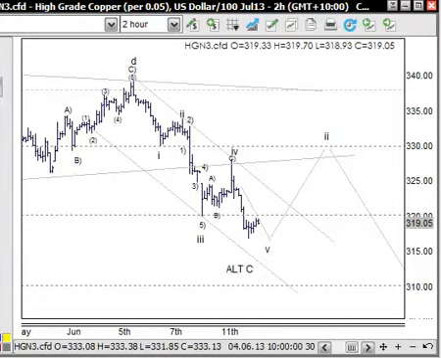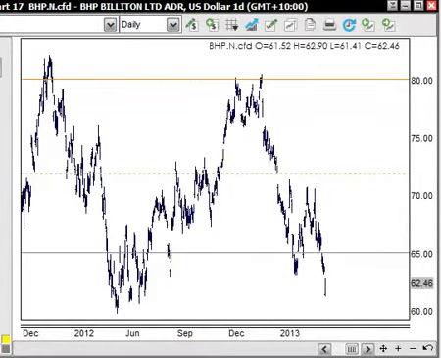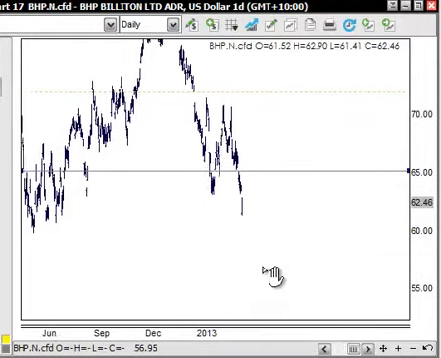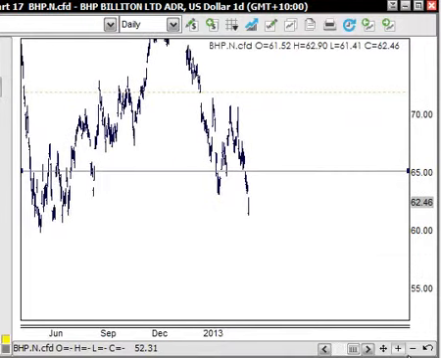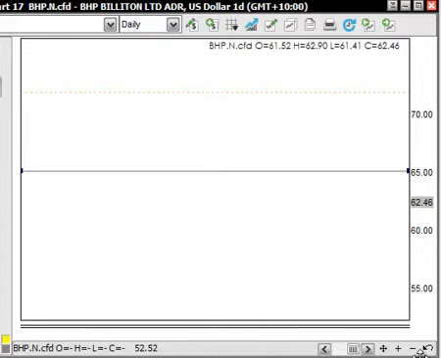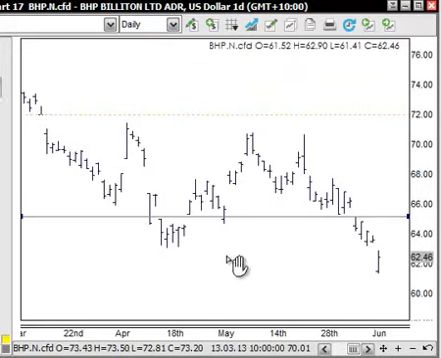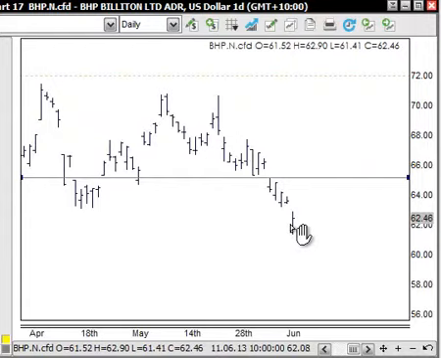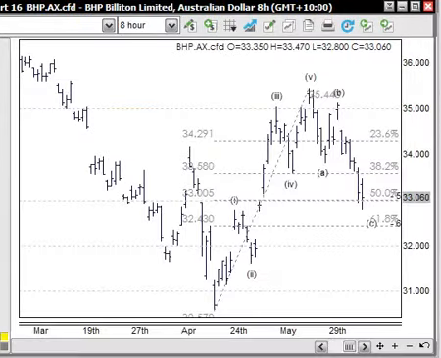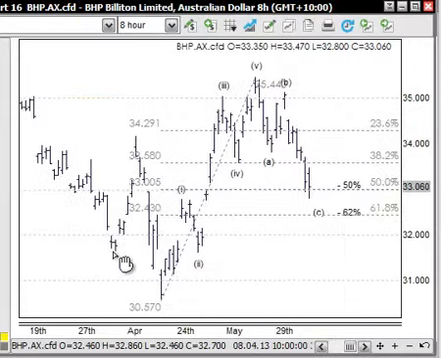Let's have a look at BHP in the US. So here's BHP in the US here. Sorry about that. It's really fallen out of bed here last night. So it's going to place pressure on the Australian market as well with the Australian BHP here.